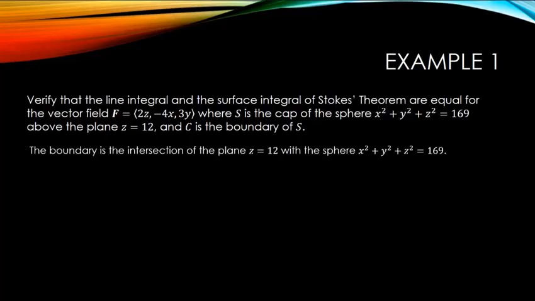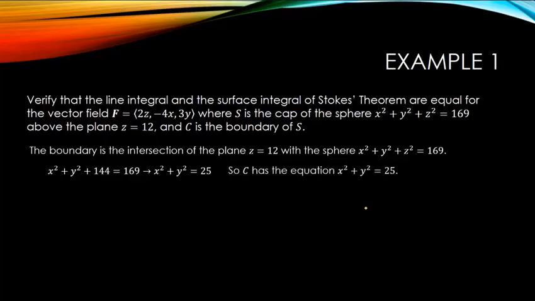The boundary is the intersection of the plane z equal to 12 and the sphere x squared plus y squared plus z squared equal to 169. In other words, x squared plus y squared plus 144 is equal to 169, which tells me that x squared plus y squared is equal to 25. So C has the equation x squared plus y squared equal to 25.